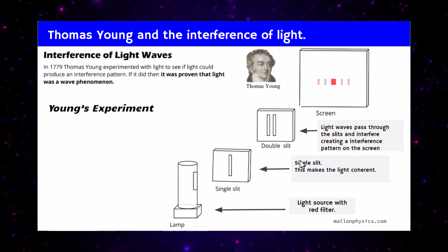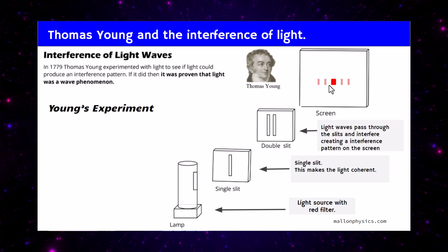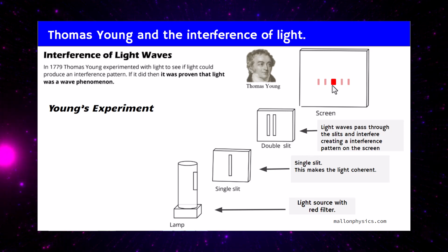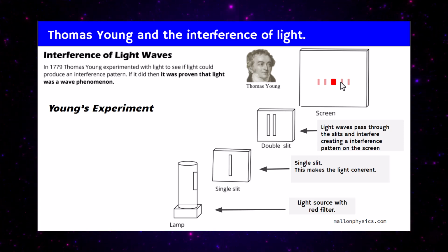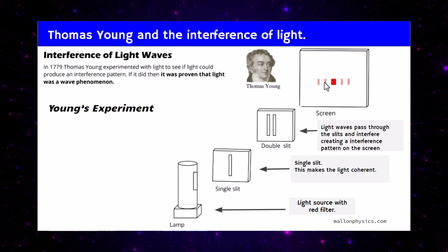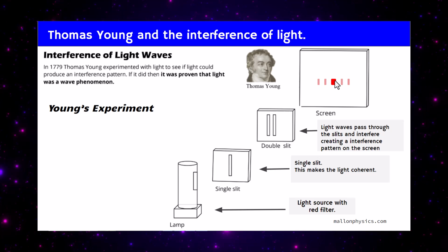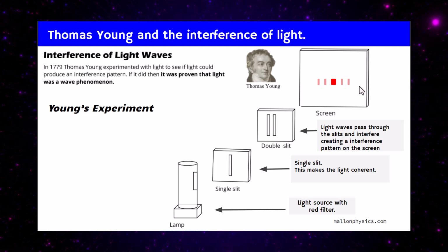And this is exactly what Thomas Young found out. He found that on the screen you had a kind of smudge of red, and then, if you look close enough, other little smudges of red interspersed with darkness where there was no light. So there was a big smudge of light, no light, another smudge of light, no light, another smudge of light.